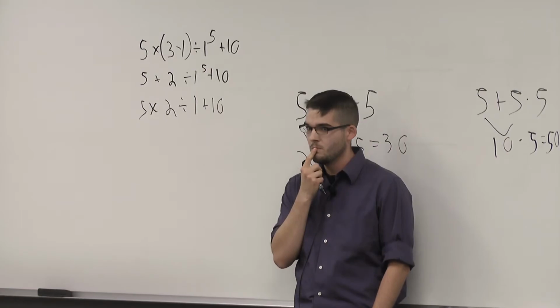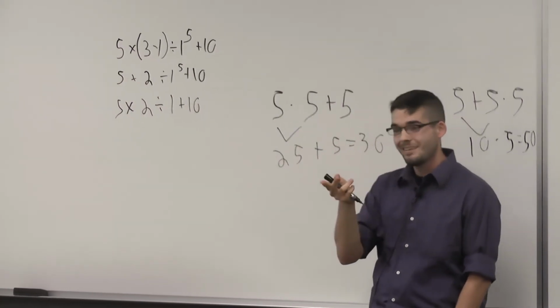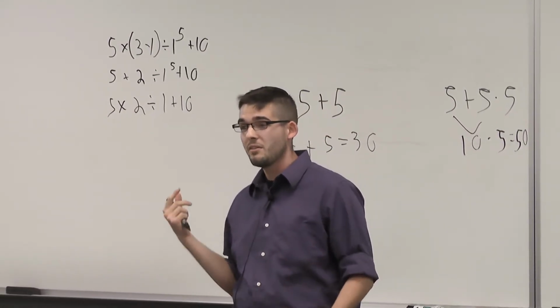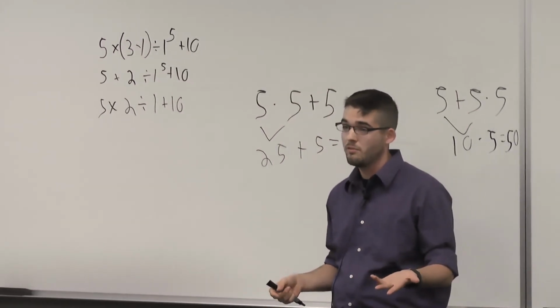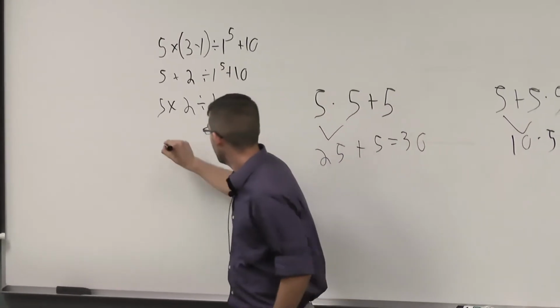Left or right? Why do you think it's left or right? Reading order, exactly. Okay, that works too. Just like in sentences, we read from left to right. Well, this is nothing different than a mathematical sentence, so we work the same way, from left to right. So the first operation, 5 times 2, gives us what? 10. Okay.